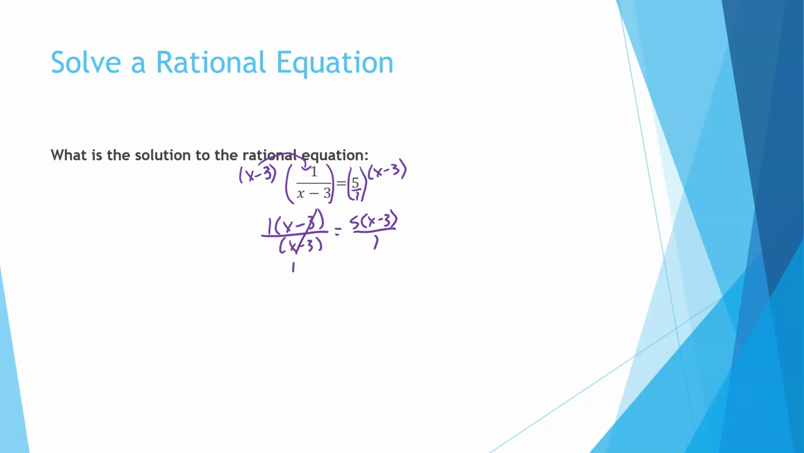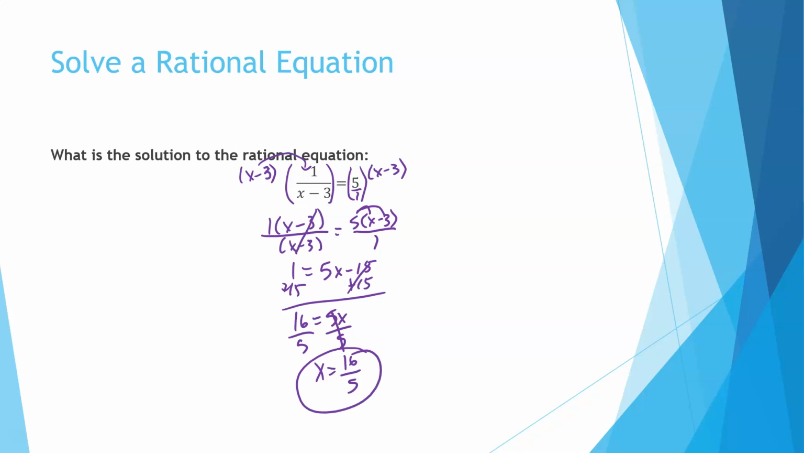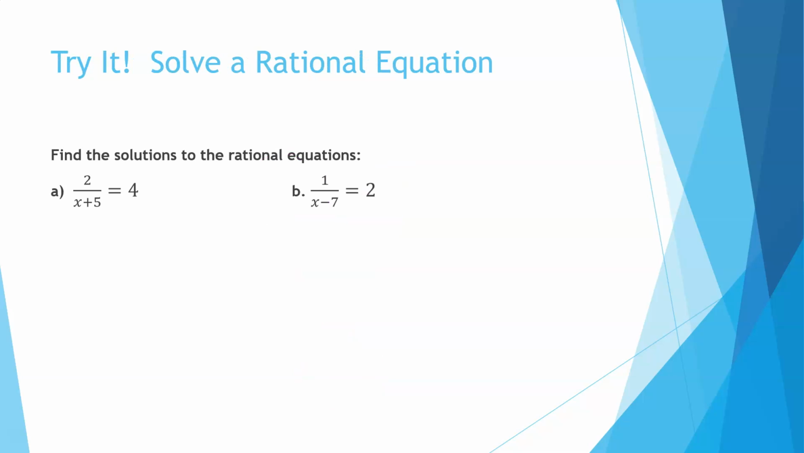These cancel. I get 1 equals 5x minus 15. Add 15 to both sides. 16 equals 5x and divide by 5. So x equals 16 fifths. All right, on the next slide, I want you to pause the video and try these two on your own. After you've practiced them, come on back to the video and check your work.